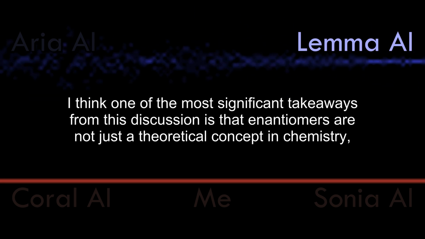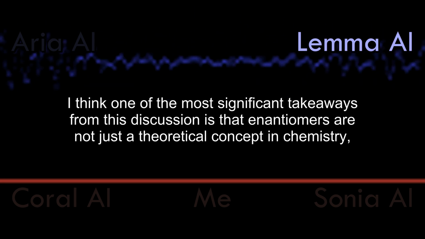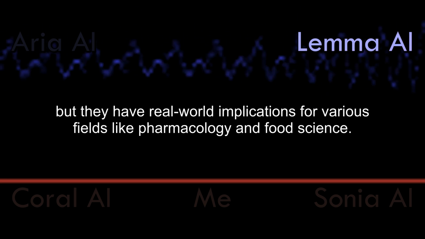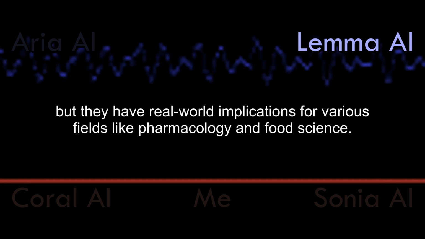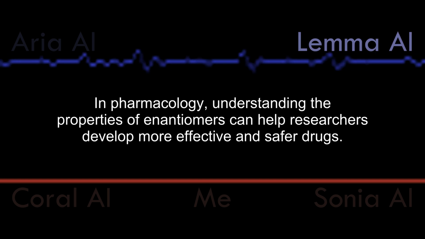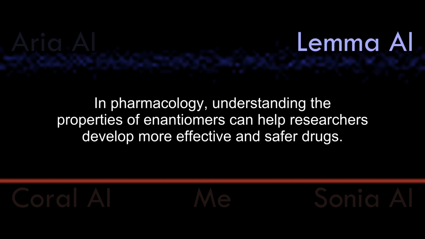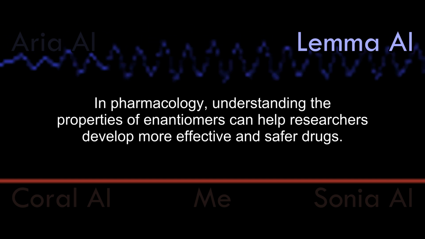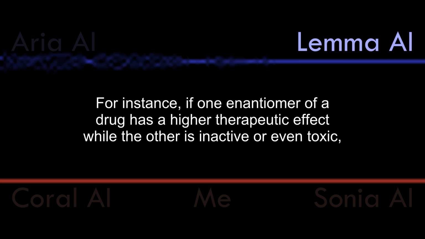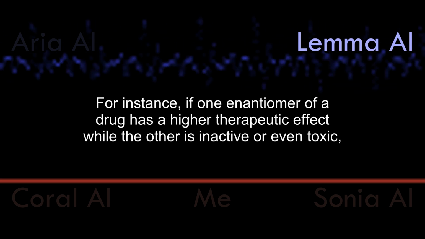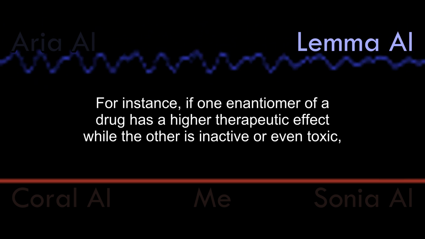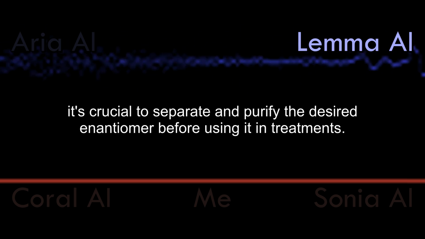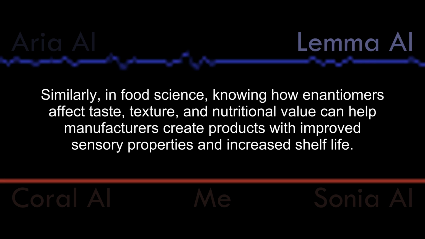I think one of the most significant takeaways from this discussion is that enantiomers are not just a theoretical concept in chemistry, but they have real-world implications for various fields like pharmacology and food science. In pharmacology, understanding the properties of enantiomers can help researchers develop more effective and safer drugs. For instance, if one enantiomer of a drug has a higher therapeutic effect while the other is inactive or even toxic, it's crucial to separate and purify the desired enantiomer before using it in treatments.